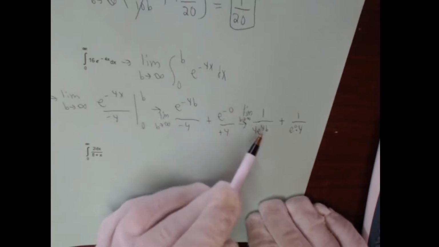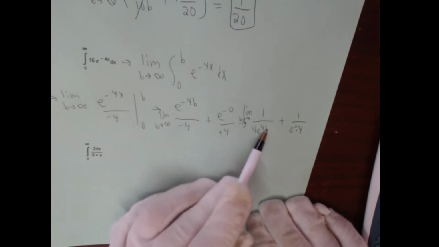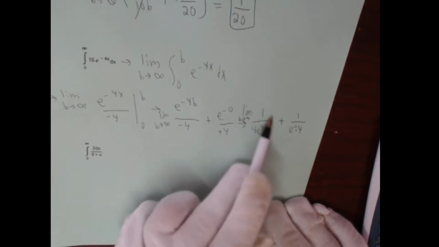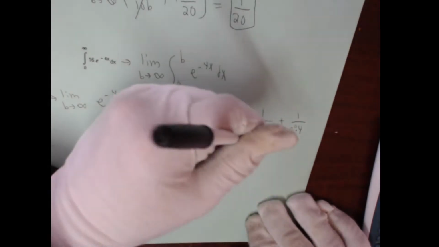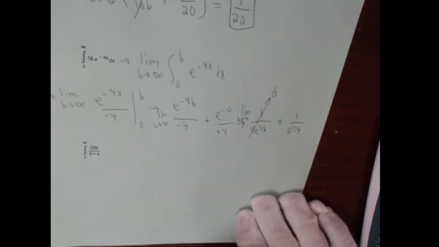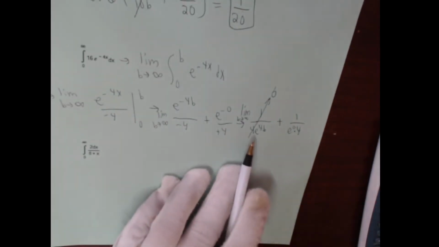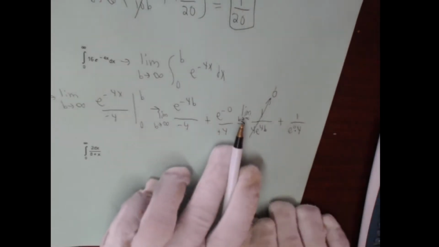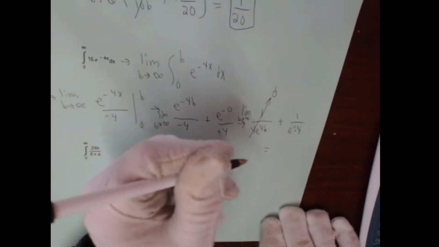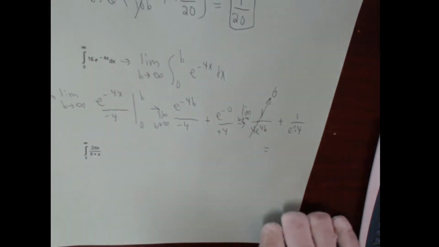So when we activate the limit now, because this e to the 4b is in the denominator, this value right here will get closer and closer and closer to 0 forever as we get closer and closer to infinity. Notice I never said it equals 0. I said it always approaches 0 because that's what a limit is all about. Now e to the 0 is 1. So we get 1 over 4.